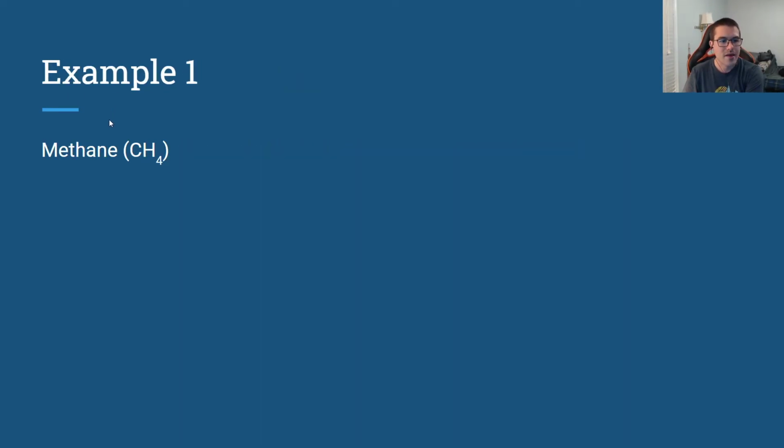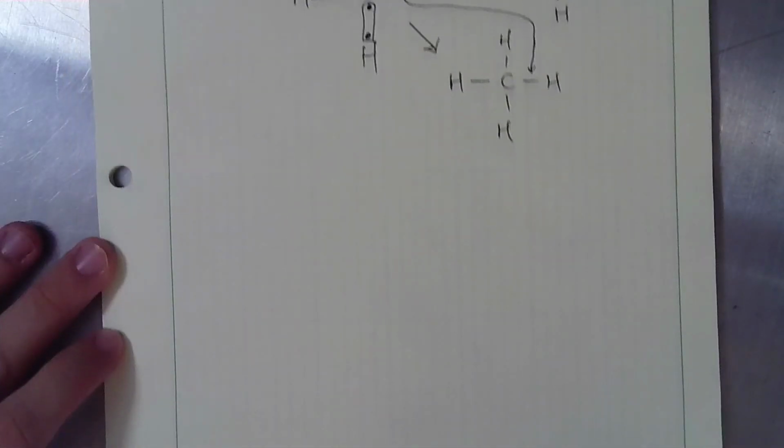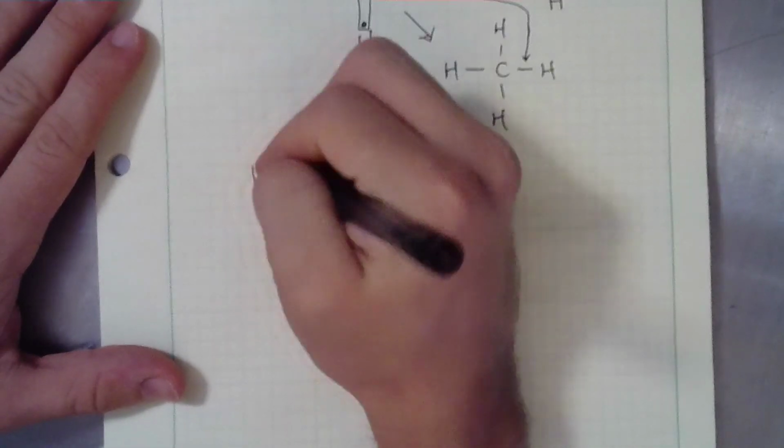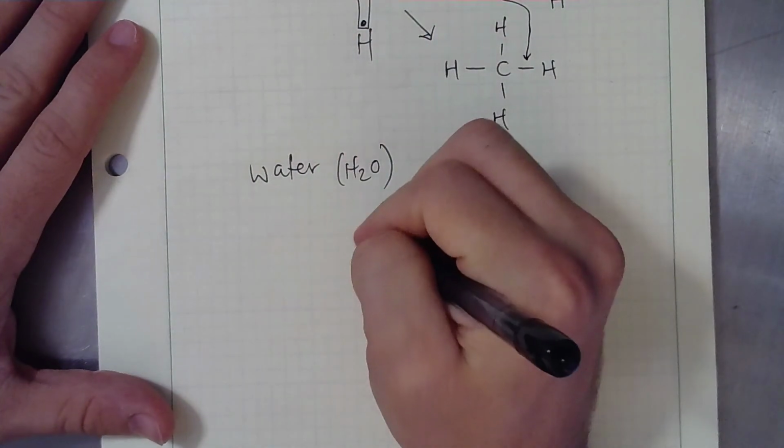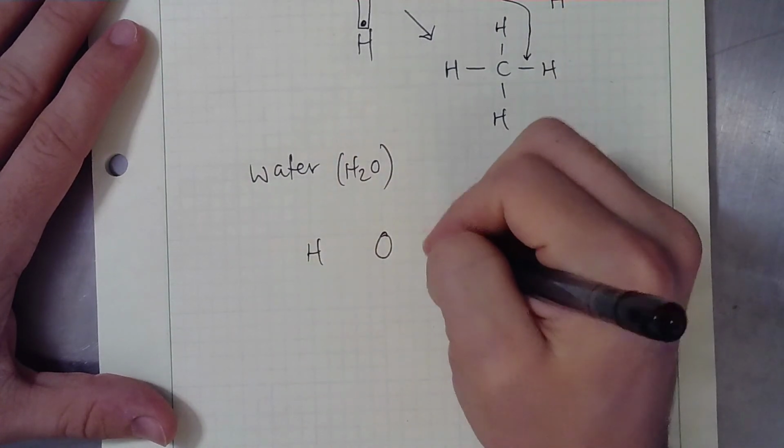So that's methane. I'm going to quickly show you a few other examples. Let's look at water. This one's kind of cool. Water, another favorite chemical of mine. Water, H2O. We've got oxygen and 2 H's.